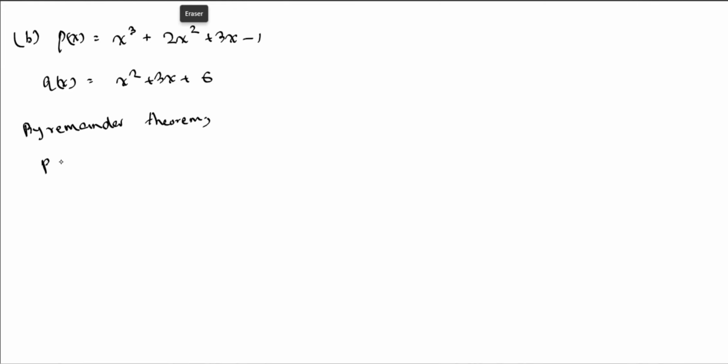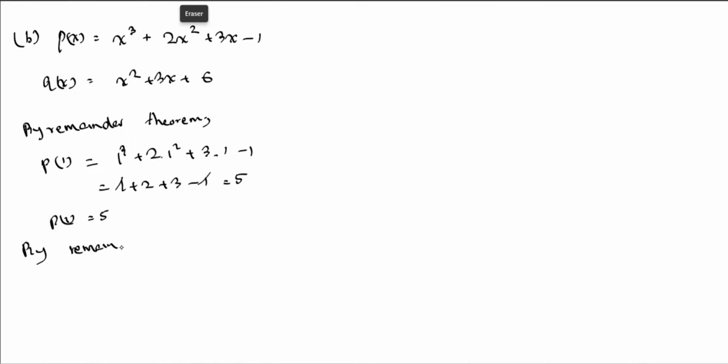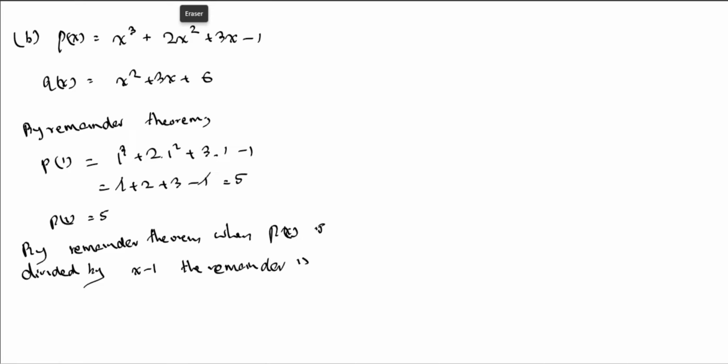We have to find p(1), for x minus 1. p(1) is 1 to the power 3 plus 2 times 1 to the power 2 plus 3 times 1 minus 1. That is 1 plus 2 plus 3 minus 1, which is 5. p(1) equals 5. By the remainder theorem, when p(x) is divided by x minus 1, the remainder is 5.